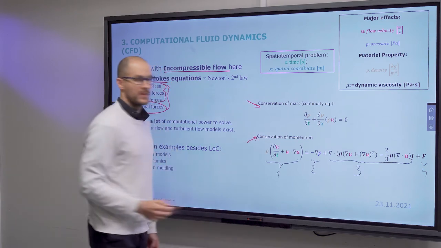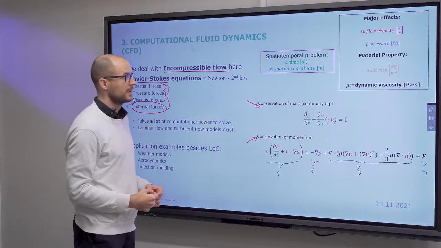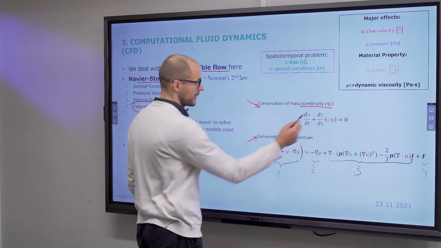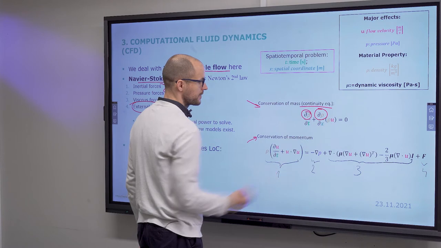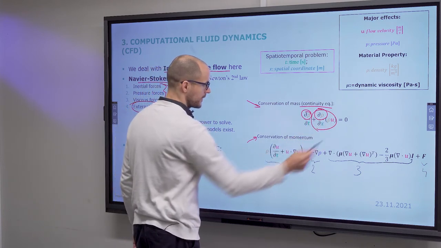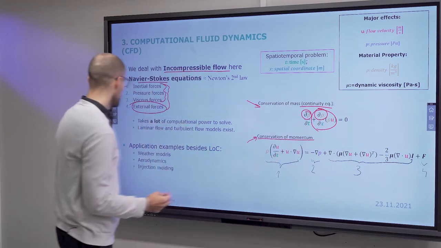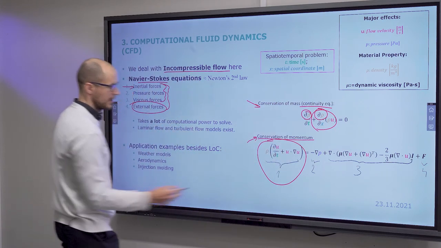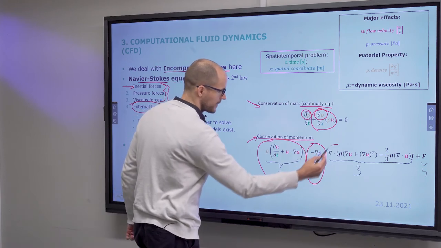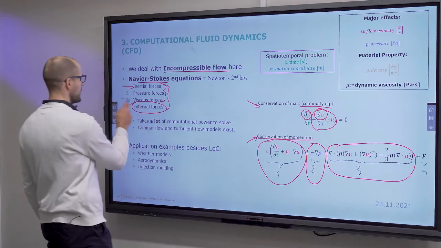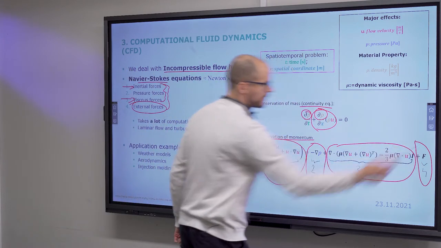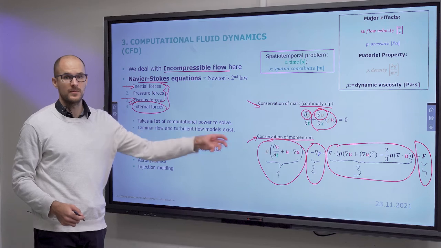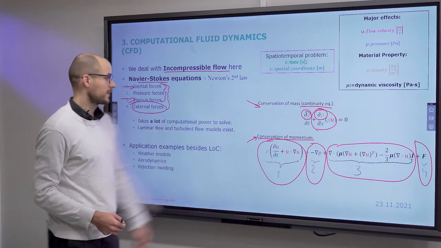So, conservation of mass, conservation of momentum, you might still remember from the first video in this lecture. This is also called the continuity equation. So conservation of mass in time, in space, and inside the convective flow. And conservation of momentum. So this one is the inertial force, pressure force, viscous force and external forces, whatever they are. These four things are what define the conservation of momentum in your system. Conservation of mass and momentum.